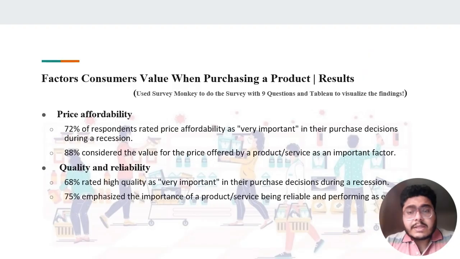So talking about the results of the research, we conclude that 72% of the respondents rated price affordability very important, whereas 88% considered the value of the product at that price. 68% rated high quality as very important, whereas 75% emphasized the importance of the product being reliable and performing as expected.